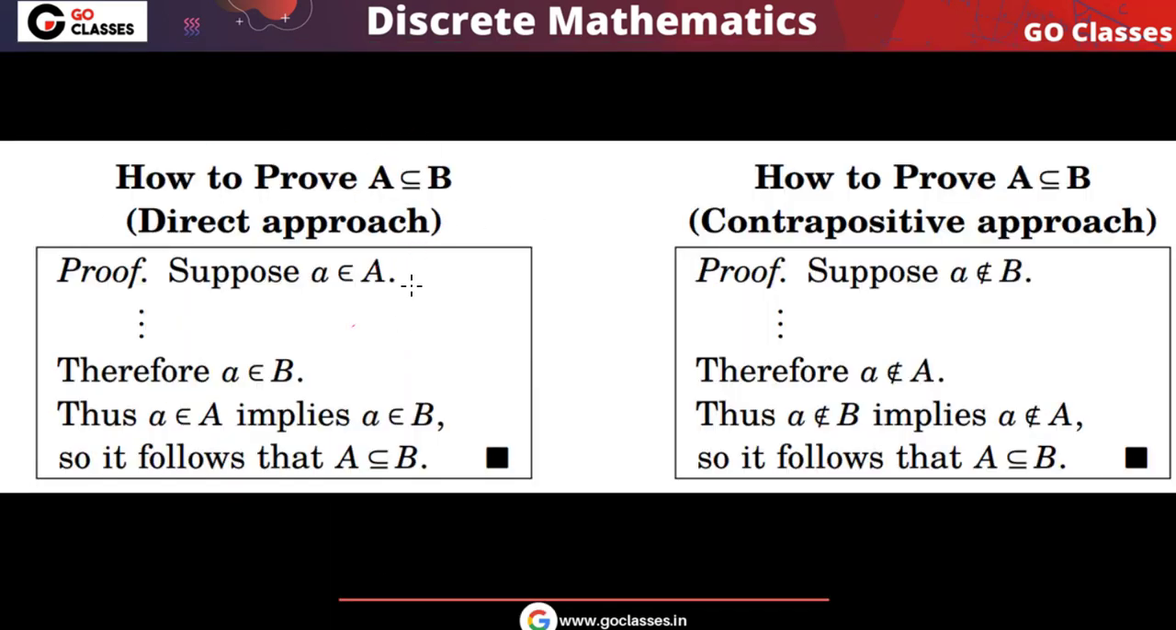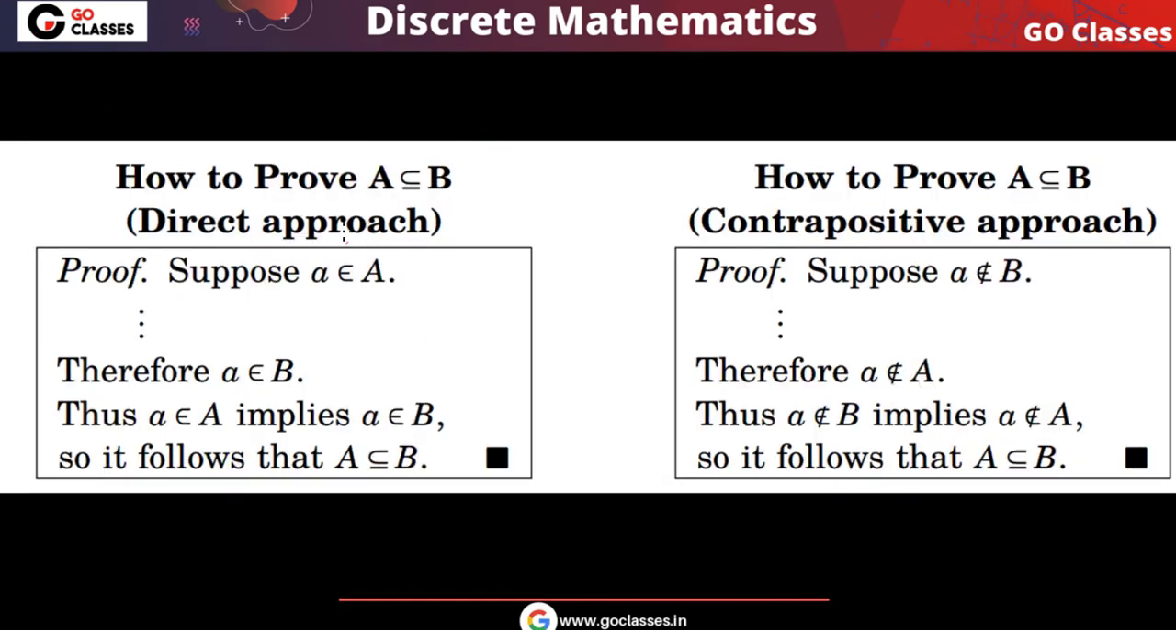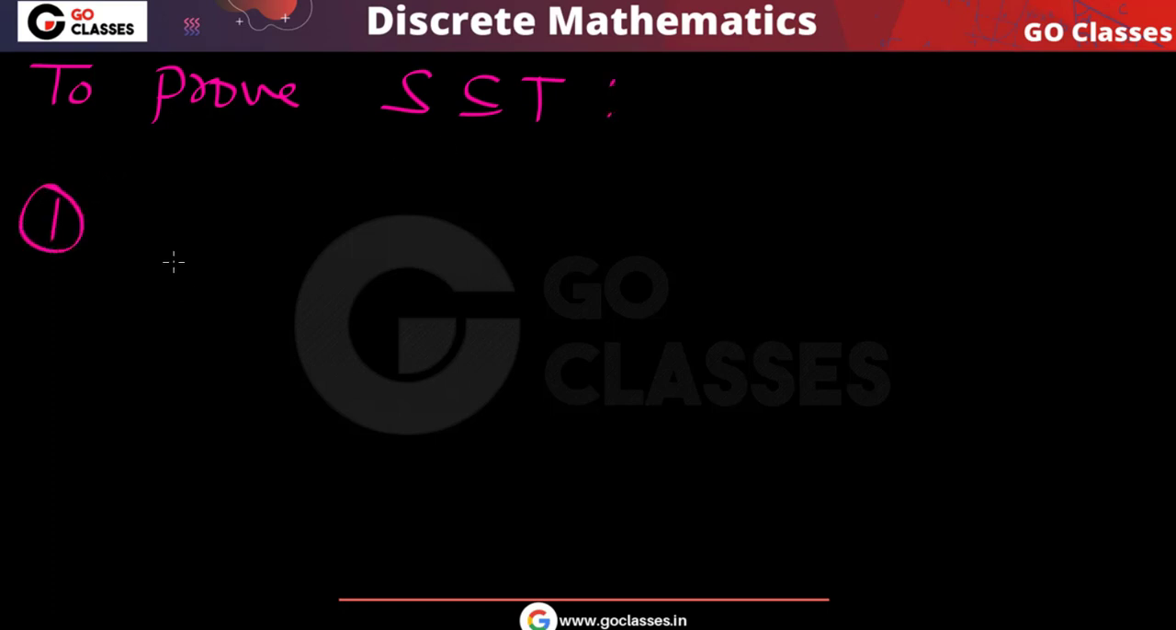So remember, we can apply the direct approach. Basically, if you want to prove that A is a subset of B, then you can apply the direct approach. Direct approach means assume some element is in A, and then you prove that that element is also in B. You can also apply the contrapositive approach. If you want to prove that S is a subset of T, then either you can do this: let's assume that some element x is in S, and then you show that x also belongs to T.